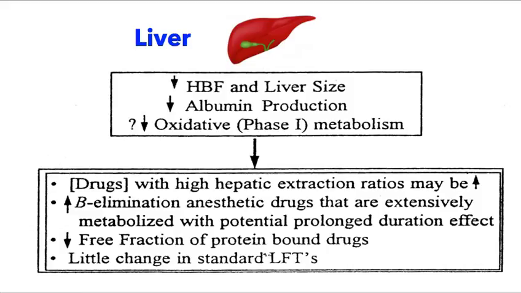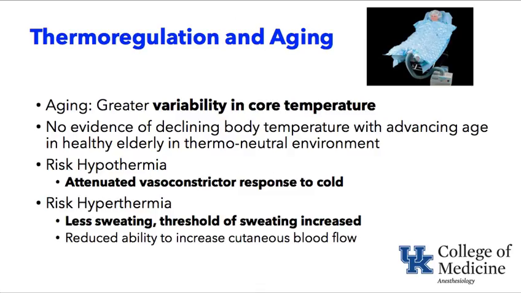And there may be a change in free fraction of protein-bound drugs if we don't have as much albumin around. But there's little change in standard liver function tests if you just measure those in an elderly patient. So their PT, INR should be normal unless they're on medications or have very severe liver disease.